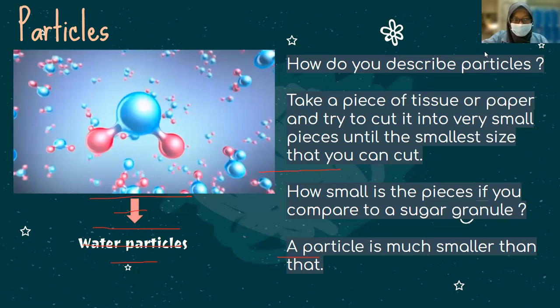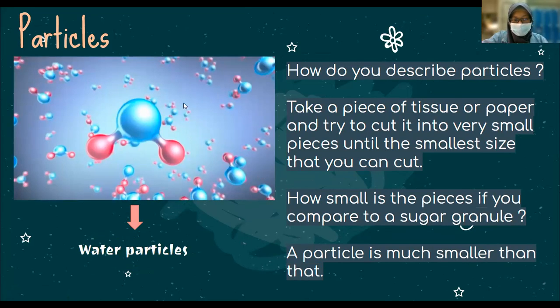Okay, so this is the water particle. Water particles are made up of two hydrogen elements and one oxygen element. And how do we describe the particles? It's a very tiny part of the substance, a very tiny part of something. It's particles.